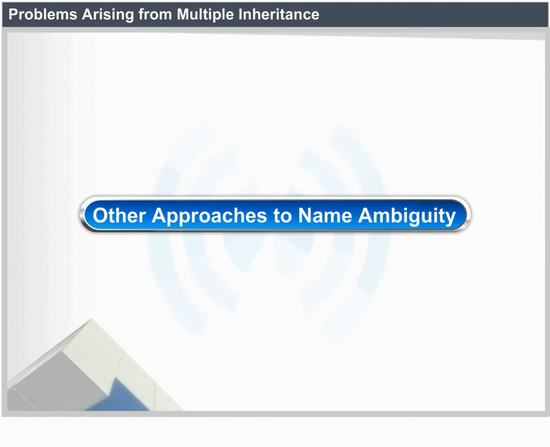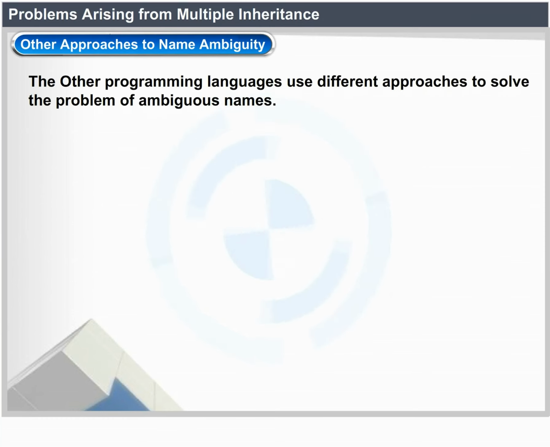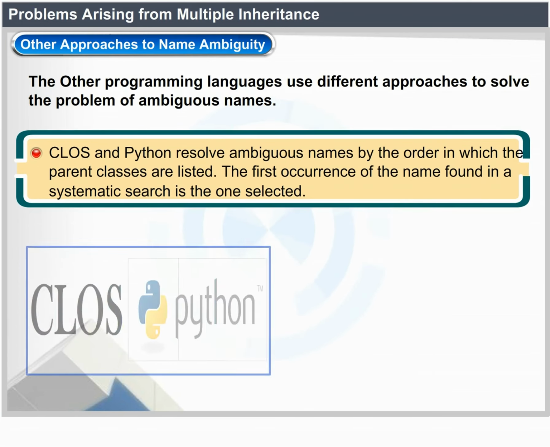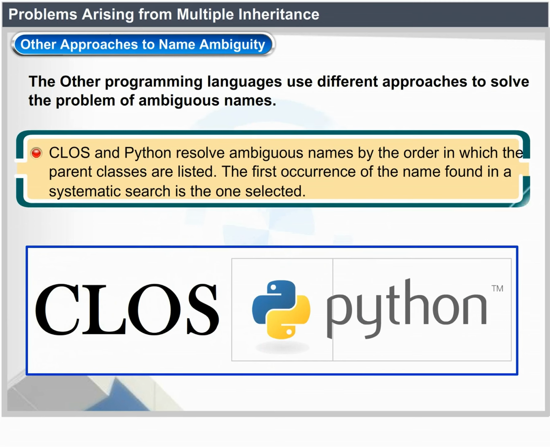Other approaches to name ambiguity. Other programming languages use different approaches to solve the problem of ambiguous names. Eiffel uses the ability to rename features from the parent class. A polymorphic variable accessing through the parent's name will access the renamed feature in the child. CLOS and Python resolve ambiguous names by the order in which the parent classes are listed. The first occurrence of the name found in a systematic search is the one selected.